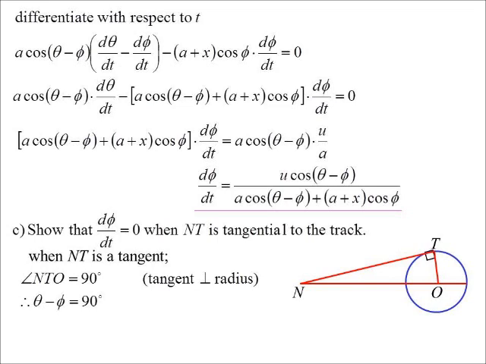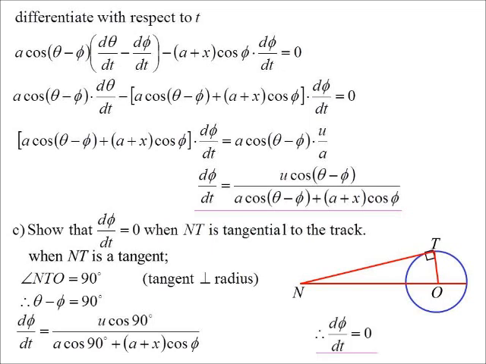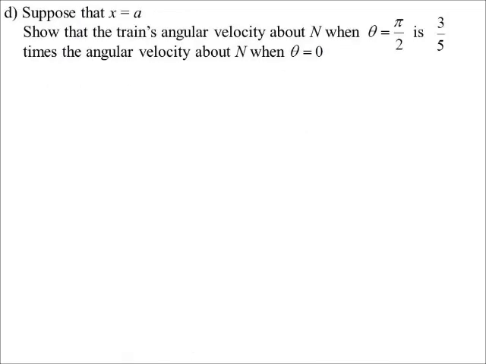So if I sub that into d phi by dt, I get u cos 90 on the top. I don't really have to worry about the bottom now, because cos 90 is 0. So I've got 0 on the top of the fraction, so d phi by dt is 0. So we've got that bit. Now they're saying let x equal a. So that distance x is the same as the radius of the circle.